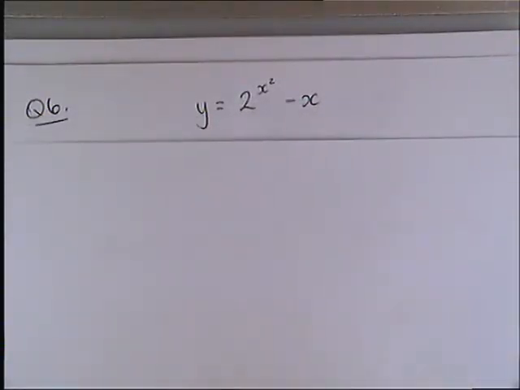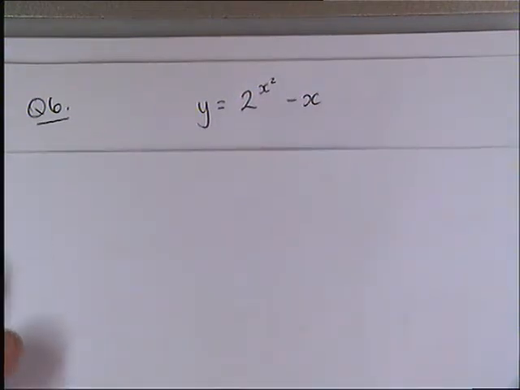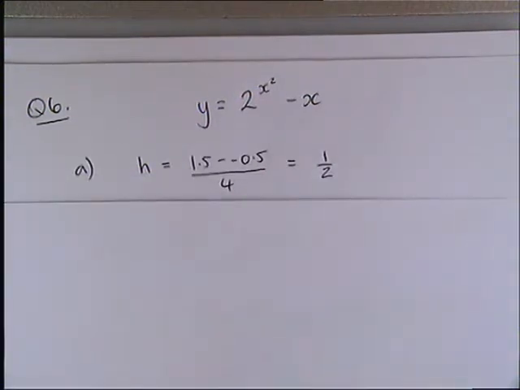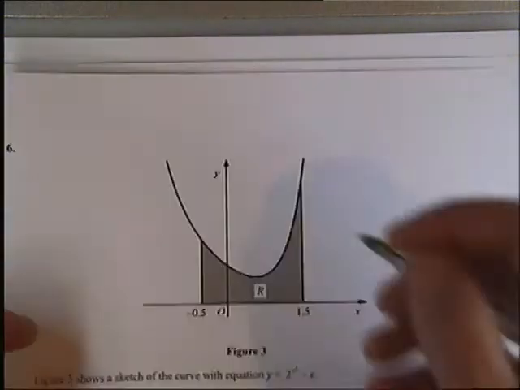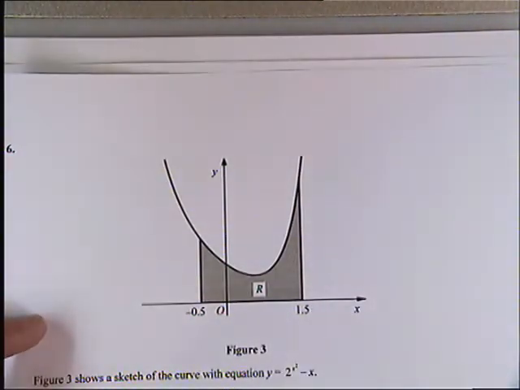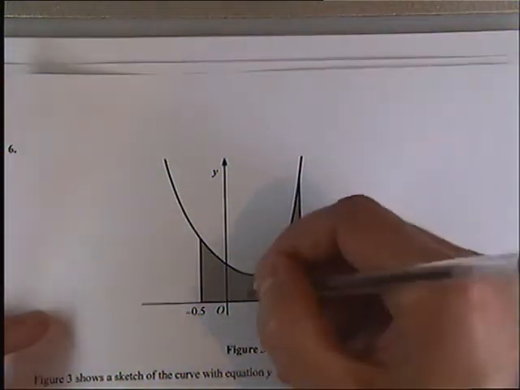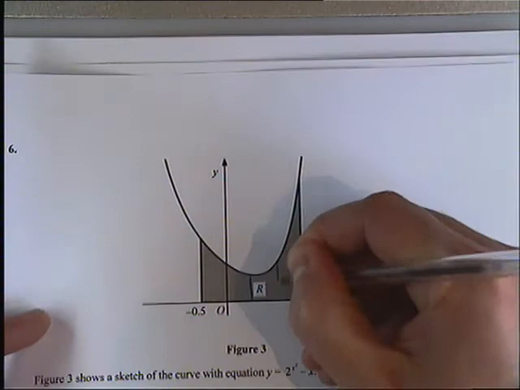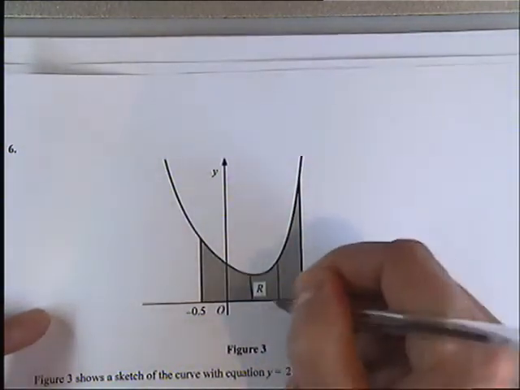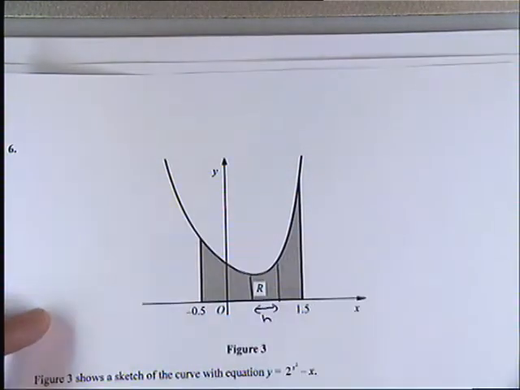So I think the first thing that you should do when you're working out the trapezium rule is work out your value of h. And this is fairly straightforward. If you're dividing this into 4 strips, which is what the question specifies, then it's the width of each strip here.